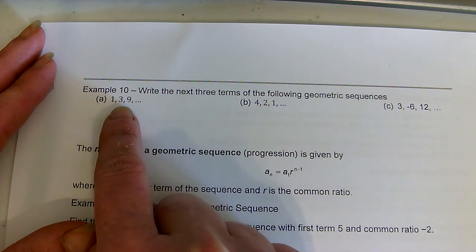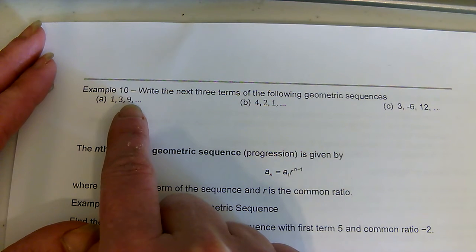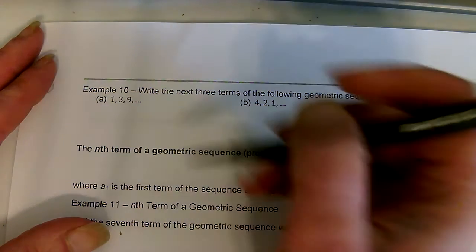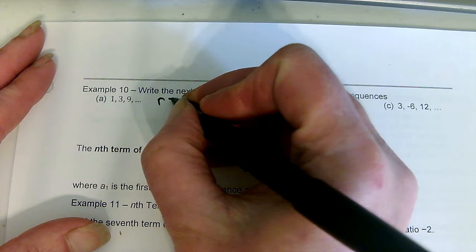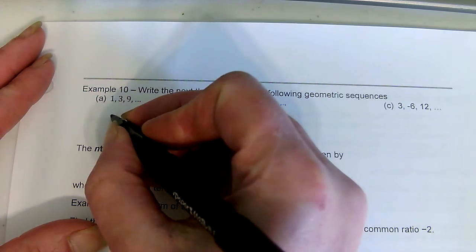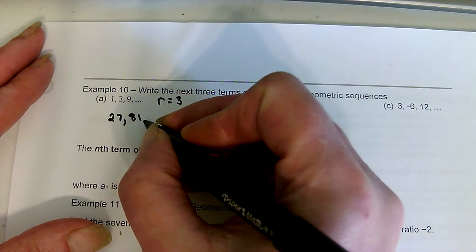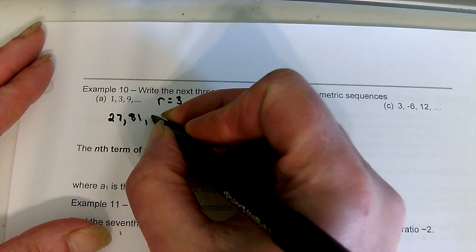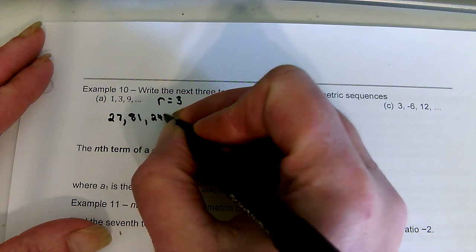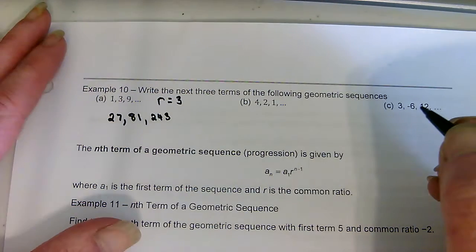So this is a geometric sequence: 1, 3, 9. We're multiplying by 3 each time. So the next one would be 27, then 81, then times 3, that's 243, I believe.